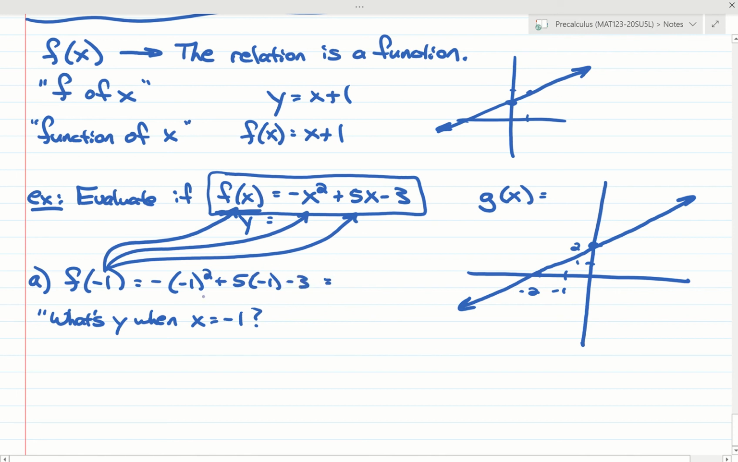So we get negative 1 minus 5 is negative 6, minus 3 is negative 9. Did I do that right? So negative 1 minus 5 is negative 6, negative 6 minus 3 is negative 9. That's how you do a problem like that.